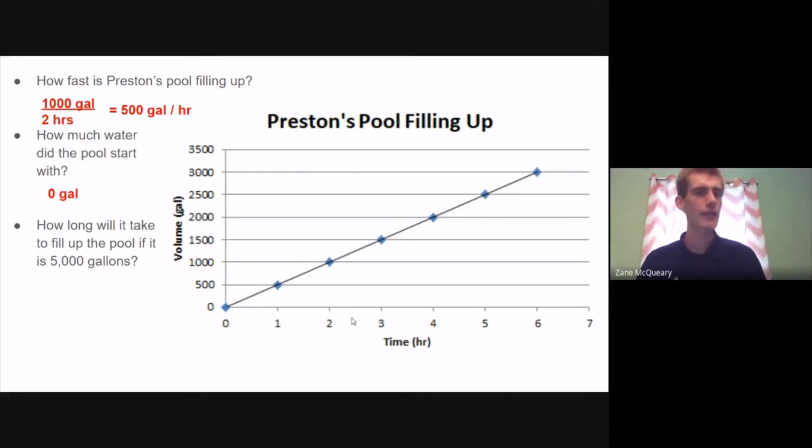But in this case, we're not given time, or x. We're given our dependent variable, volume. So we're going to substitute 5,000 in for our volume. So here's our equation. We plug in our 5,000. We solve for x. It becomes an algebra problem. It takes roughly 10 hours for Preston to fill up his pool.